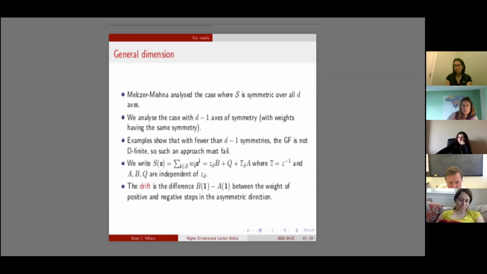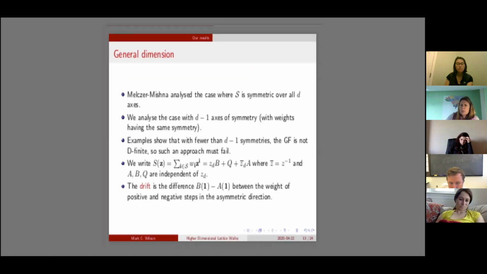Now, you then define what's called the drift, which is basically, in that dimension, the difference between the weight of the positive and the negative steps. Which gives you an idea: if you had a random walk, you think about it gradually drifting in one direction or the other.